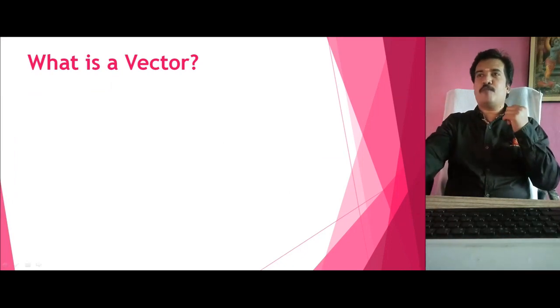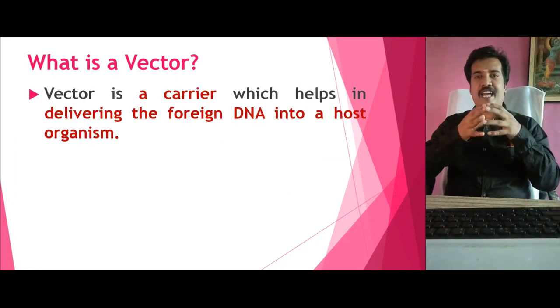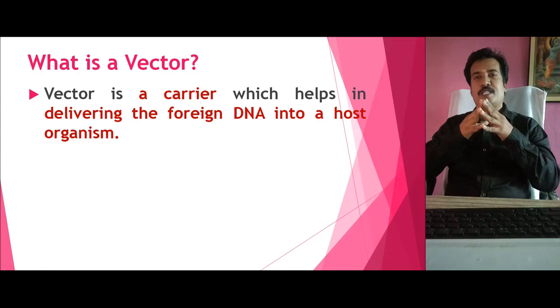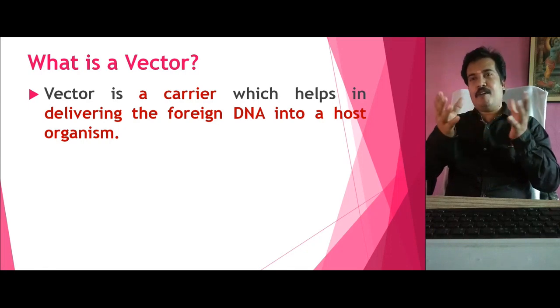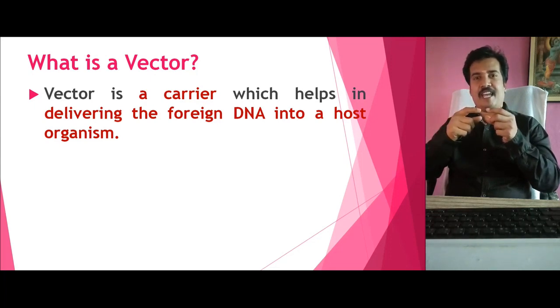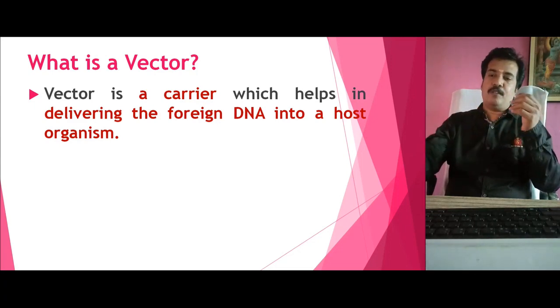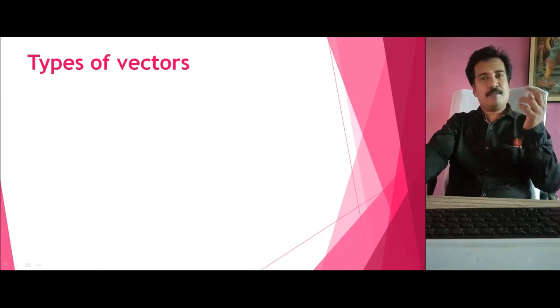Everybody knows what a vector is. A vector is nothing but a carrier molecule which carries the foreign DNA into the host cell. After the gene of interest has been isolated, it has to be attached to a carrier molecule called a vector, then inserted into the host cell so that it will replicate. Based on this we can classify different types of vectors.